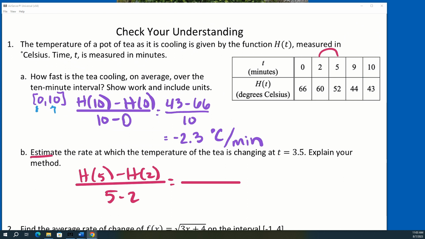All right, so then I would just fill those in. And there's really no reason to give that as a decimal unless it's a calculator question and it asks you to. I would just leave it as either 52 minus 60 or negative 8 degrees Celsius per minute.